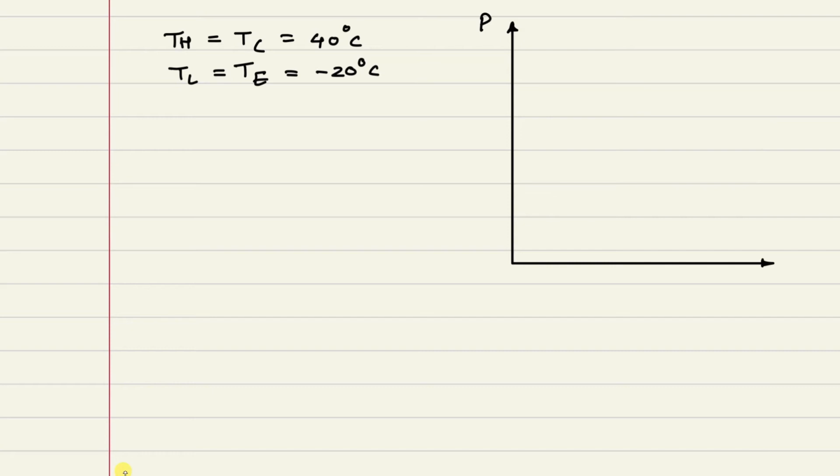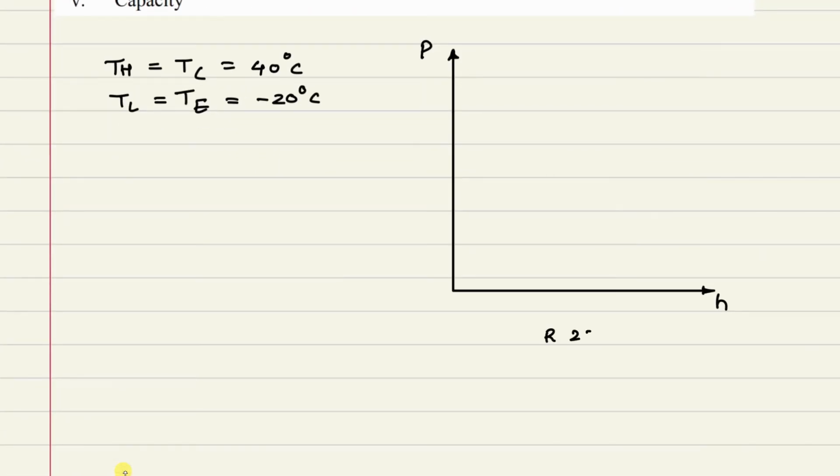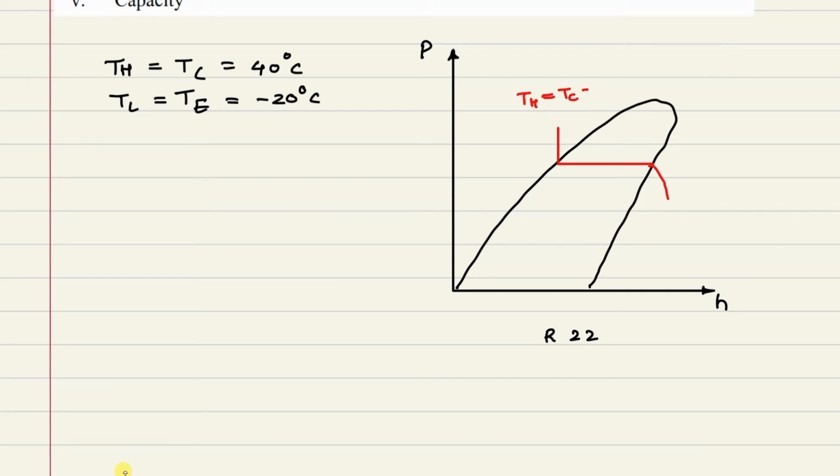Pressure versus enthalpy diagram. This is for which refrigerant? R22. Okay, now we'll draw the vapor dome. Now higher temperature is 40 degrees Celsius. So T high is equal to Tc equal to 40 degrees Celsius. Then T low temperature is minus 20. So T low equal to T evaporator is equal to minus 20 degrees Celsius.